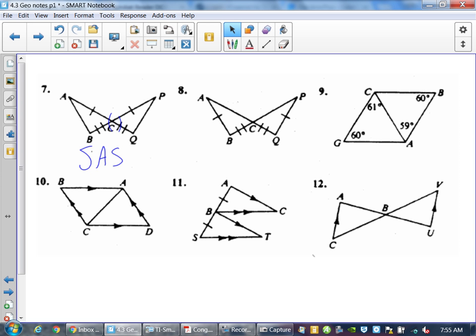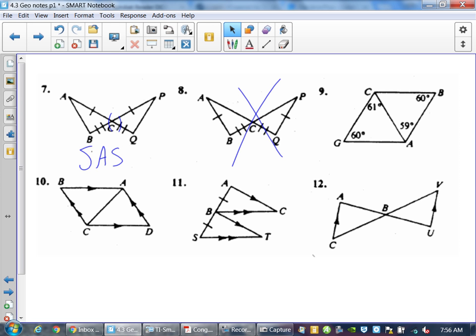Bow tie pasta. We had pasta and chicken last night. Delicious. 8, what do we got? Is there an ass in math? No. Nope.